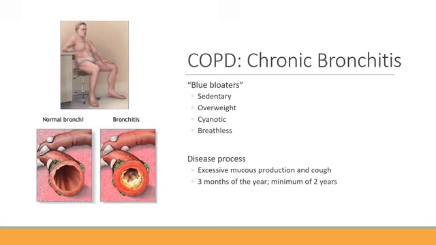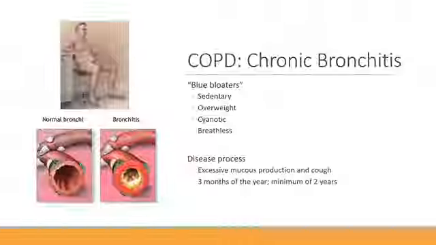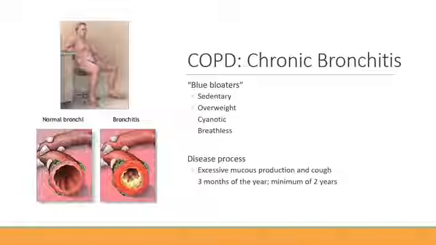In terms of the disease process, it closely mimics asthma, and we still see that same classic triad of inflammation, increased mucus production, and bronchoconstriction, except that unlike asthma, this tends to be more of a chronic, permanent thing. By definition, they have to have excessive mucus production and a cough for 3 months of the year for a minimum of 2 years. So that really defines the chronic component of chronic bronchitis.